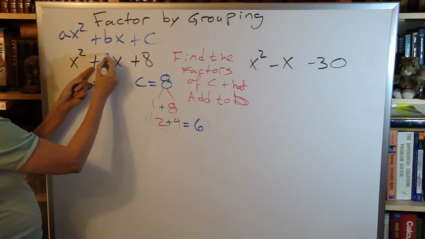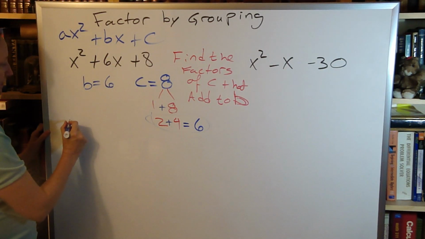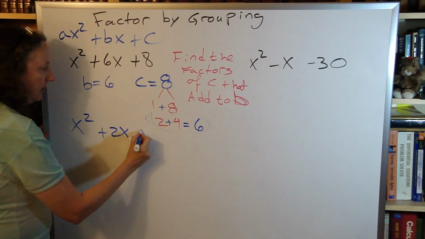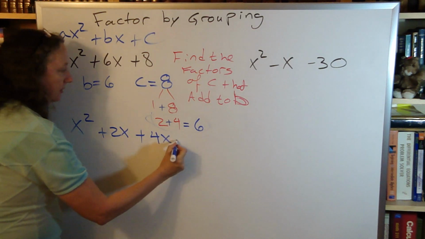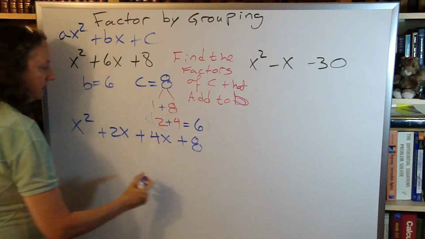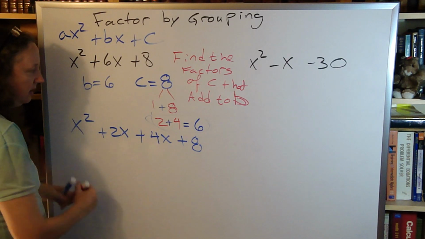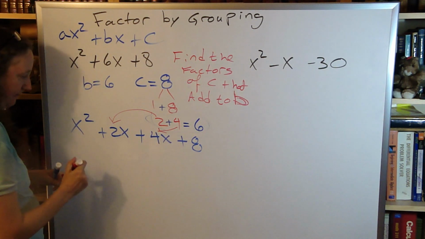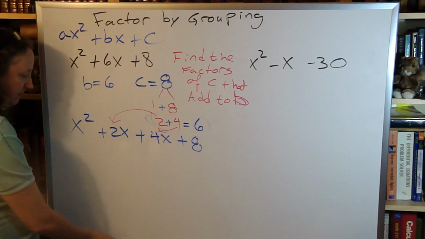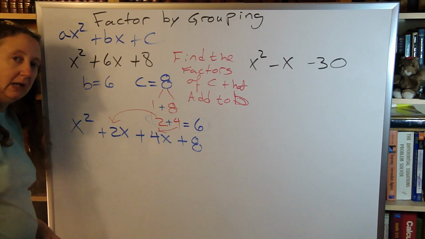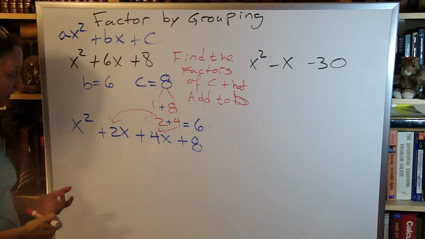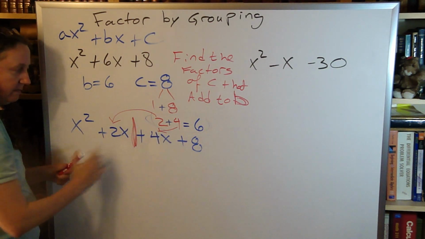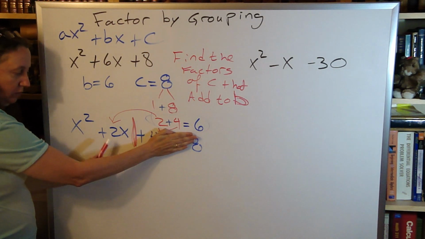So I'm going to replace this 6 with the 2 plus 4. So now I have x squared plus 2x plus 4x plus 8. My 2 came from here, my 4 from there. Now I'm going to follow the same rules that I did in the last section. I'm going to split this in 2, and I'm going to ignore that, and I'm going to work only with this.